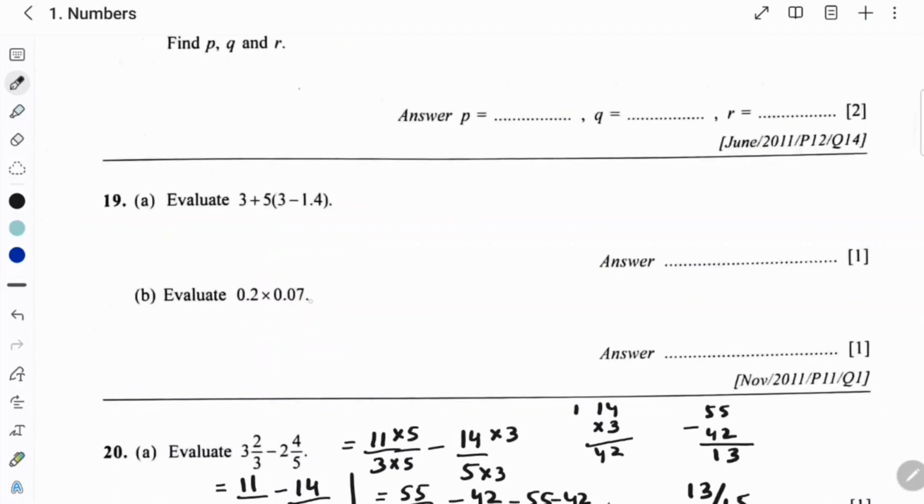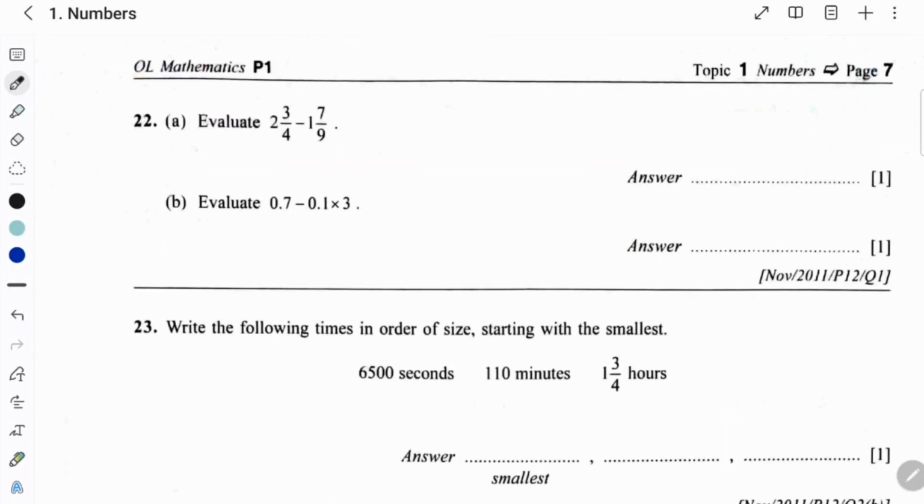Look at this question 19 part B. 0.2 into 0.07. 2 sevens are 14. Now we have 1, 2, 3 digits which are coming after the decimal. So we have 14 as 2 digits, put 1 extra 0 and then it is 0.014.